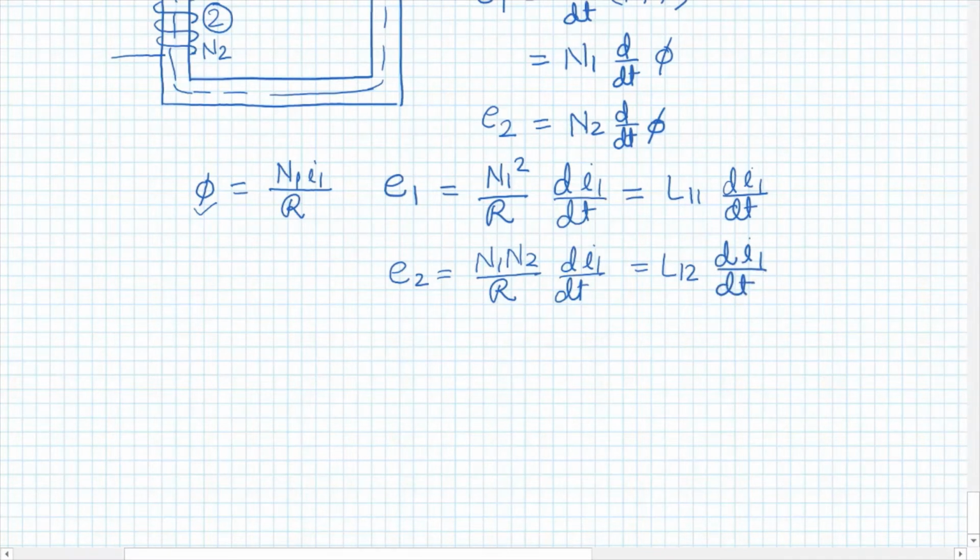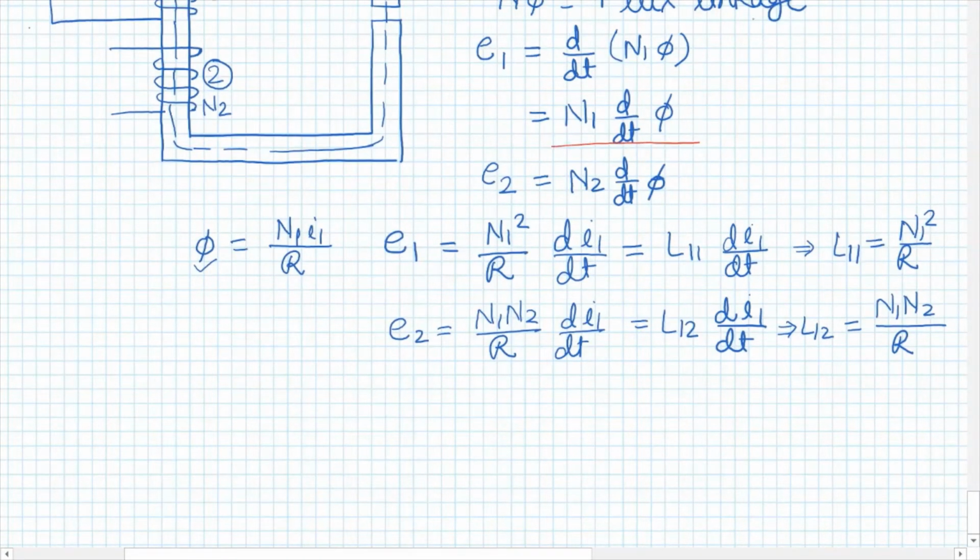So from this we can say that L11 is N1 squared divided by R, and L11 is called the self-inductance of coil 1. Similarly, L12 is equal to N1 N2 divided by R, which is the mutual inductance between coil 1 and 2.